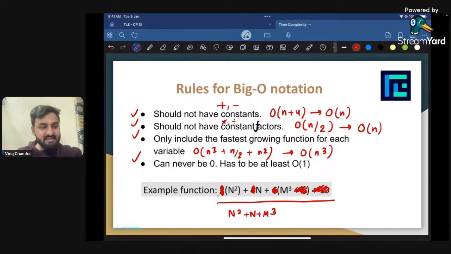But even in this, if I compare n square and n, I will prefer to take n square because n square is the larger growing term as compared to n. So my time complexity turns out to be O of n square plus m cube.